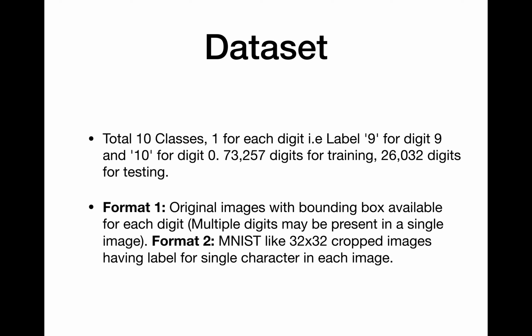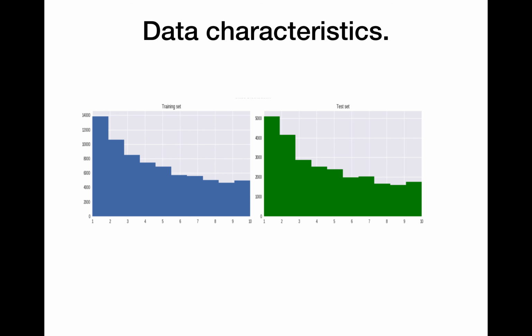So there are two formats in the dataset. One had original images with a bounding box available for each digit, so multiple digits may be present in a single image. The second was MNIST-like 32 by 32 cropped images having a label for a single character in each image. I used format one for creation of my dataset.